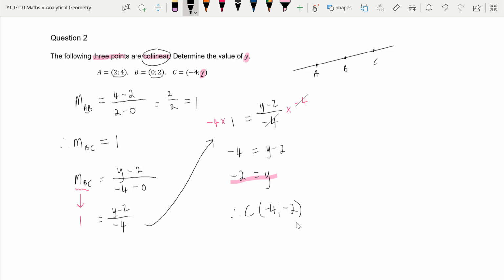We used the idea of collinear points. They told us that the points are collinear. The knowledge that you need to have there, grade 10s, is you have to realize that they all will have the same gradient between them if they are collinear.